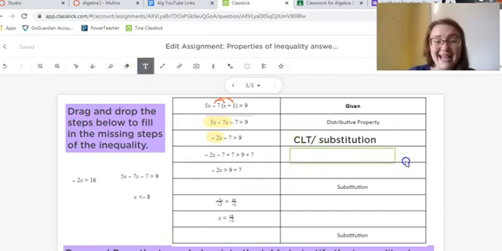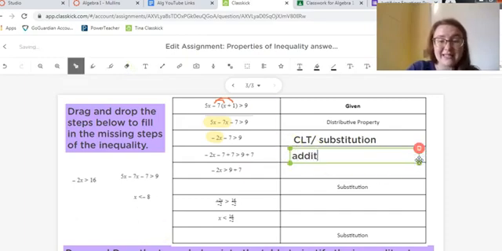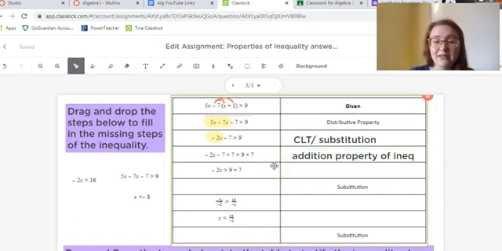Since I had to add 7 on both sides, that's the addition property of inequality, because I added on both sides. Okay? Now, that's what we had to do to solve this. We added on both sides. That's addition property. Now I'm going to say, okay, well, what makes my next step different from the previous step?